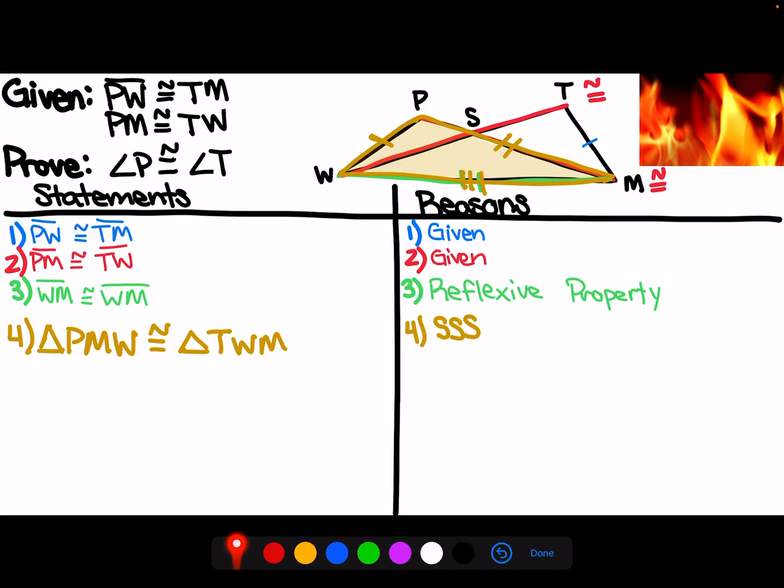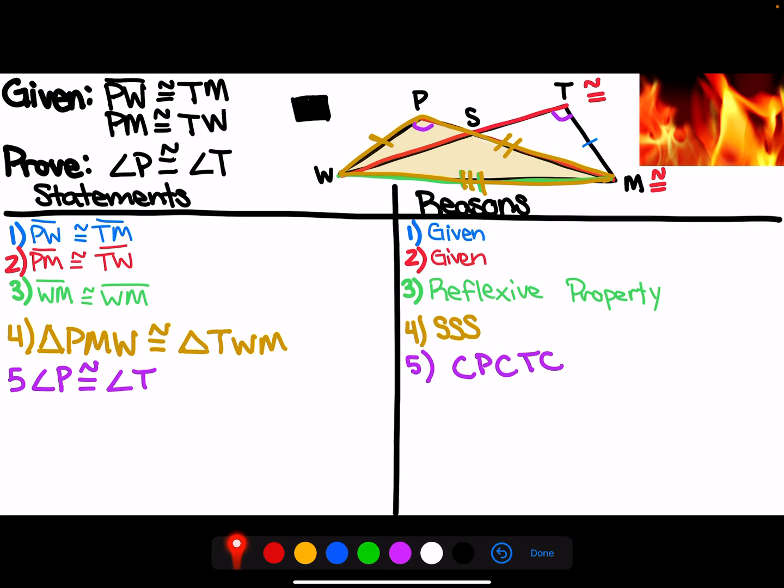Now, at this point, now that we know that the two triangles are congruent, we can say that all the corresponding parts are congruent. So I can say angle P is congruent to angle T, so these two angles are congruent, and that is by CPCTC. And with that, this proof is finished.